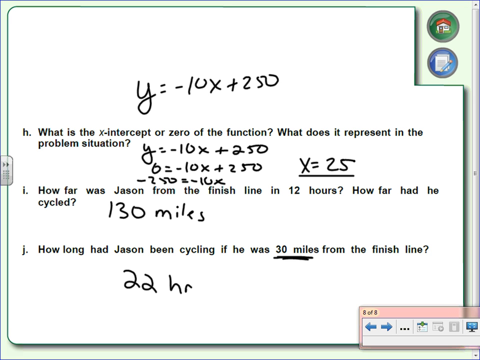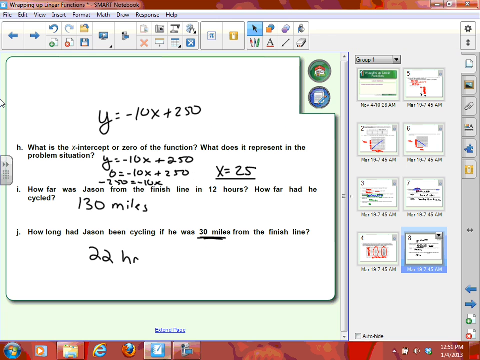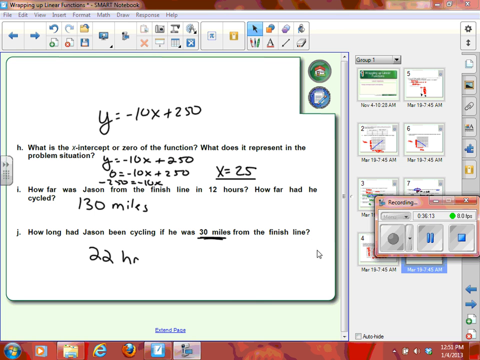Okay. All right, guys, that wraps up the review. Remember, this test will be on Monday. It'll look very much like this thing here. So if you study this, you shouldn't have any trouble.